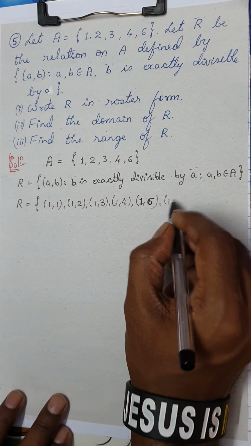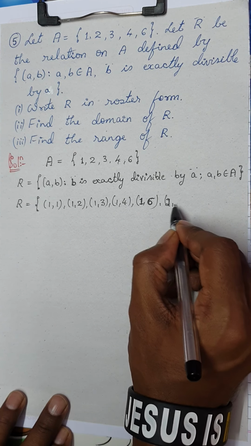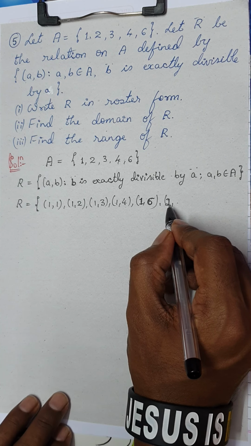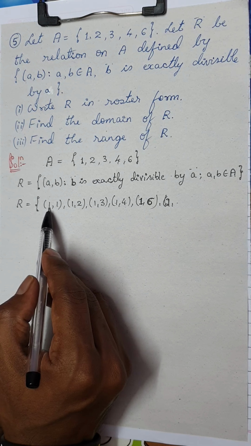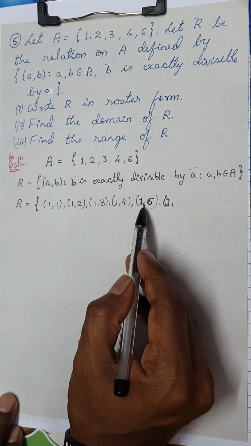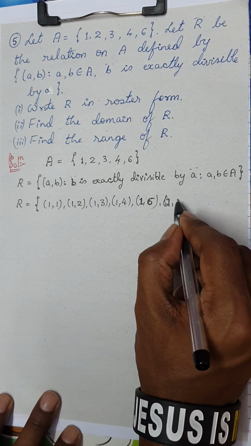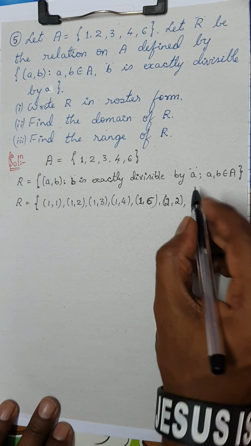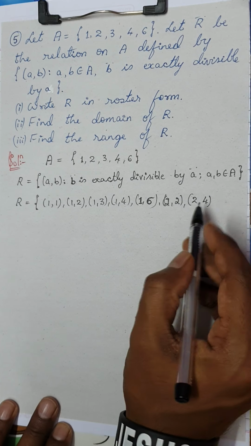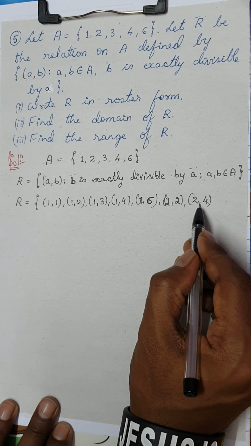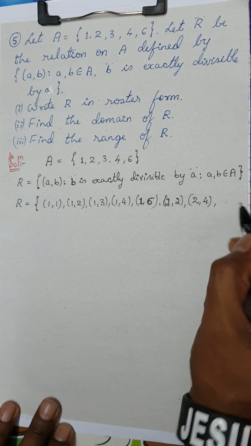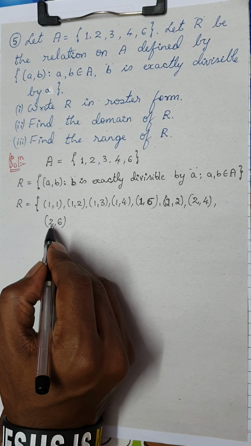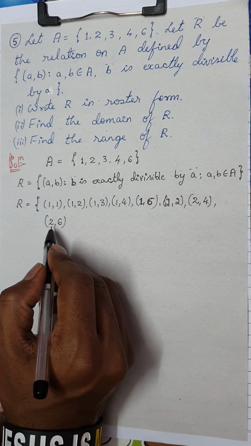Now moving on to 2, I cannot take (2, 1) because 1 is not exactly divisible by 2. If you take 1 by 2, you'll get a fraction. It is just like 1 by 1, 2 by 1, 3 by 1, 4 by 1, 6 by 1. It is completely divisible, isn't it? Now you can take (2, 2) because 2 is exactly divisible by 2. Similarly, you can take (2, 4), because 4 is exactly divisible by 2. You cannot take (2, 3). Next, you can take (2, 6) also because 6 is exactly divisible by 2. So that's it with element 2.